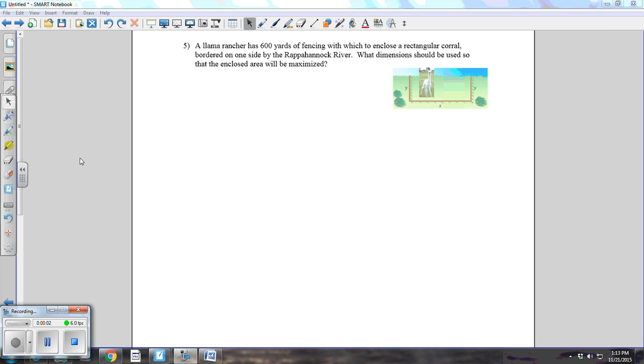Number 5. A llama rancher has 600 yards of fencing to enclose a rectangular corral bordered on one side by the Rappahannock River. And we want to figure out what are the dimensions of the rectangle. And it looks like it's already been noted for us in this picture.